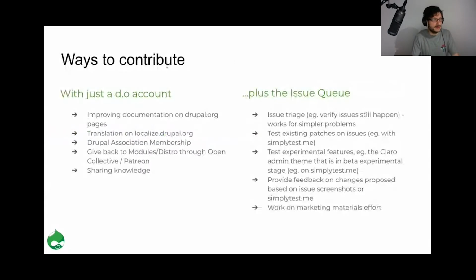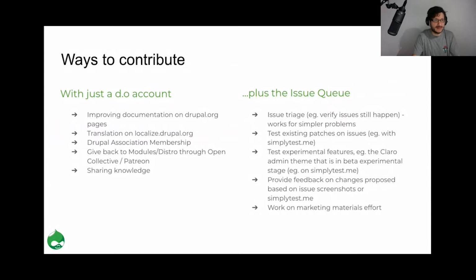So basically one of the first things that we ask contributors to do is to have a Drupal.org account. If they don't have a Drupal.org account, they're not going to be able to do pretty much anything. Yes, you could talk about things, but you can't really get involved in the system. So having a Drupal.org account, you could improve documentation. There's core documentation and there's contrib documentation on the website. There's translation on localize.drupal.org. And then there's also being a member of the Drupal Association, which is a monetary contribution, which helps the association keep things rolling.